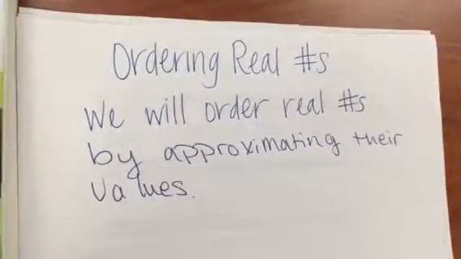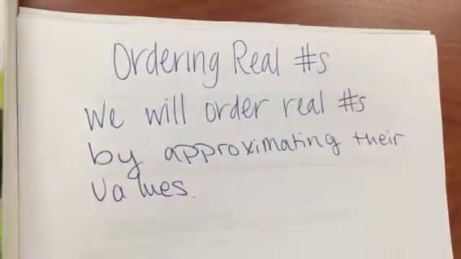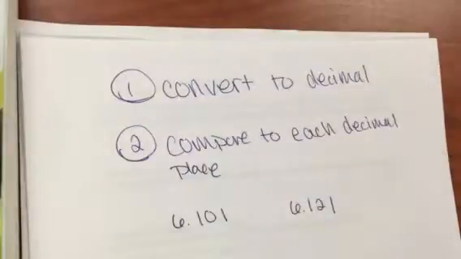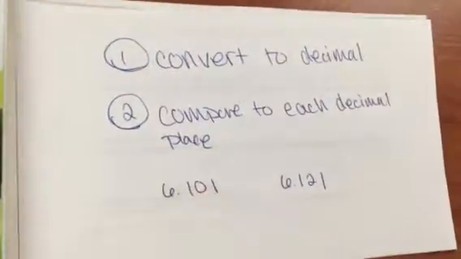We are still on ordering real numbers. So Miss Green and I are continuing to go over that, and we're going to have an extra video on that just to make sure you understand it, right, Miss Green? That's right. So today we will be ordering real numbers by approximating their values. We talked about this last week.